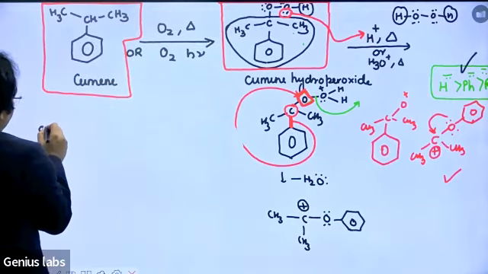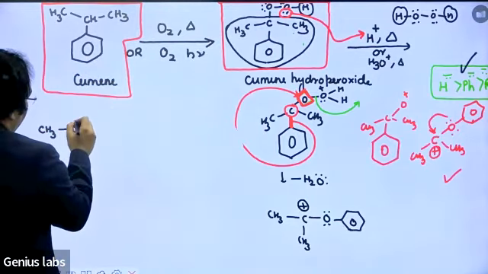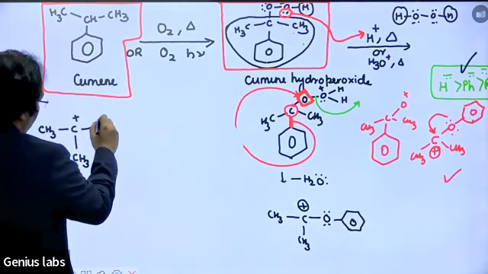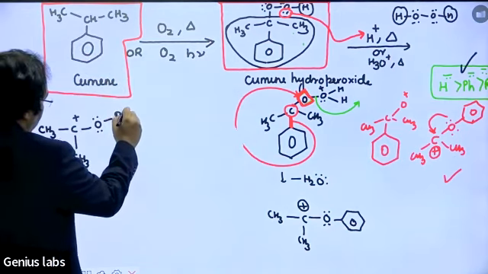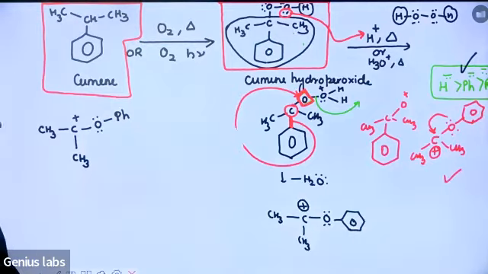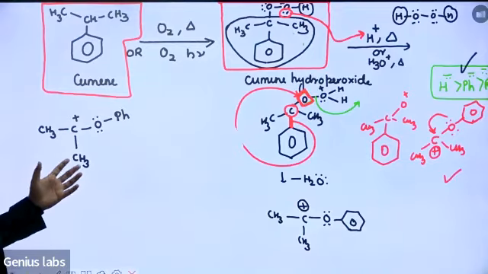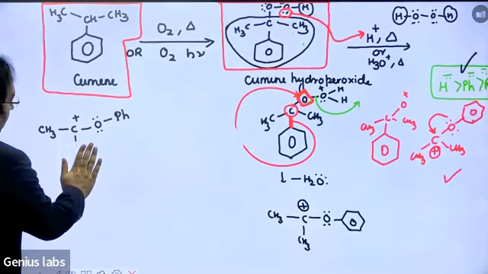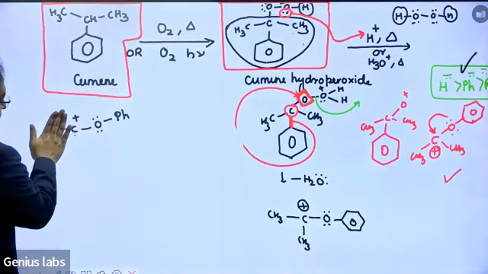So we have CH3, C plus CH3, OPH. Now when you want to draw this carbocation and you want a good structure, you should also ensure that the bonds are at an angle, right?